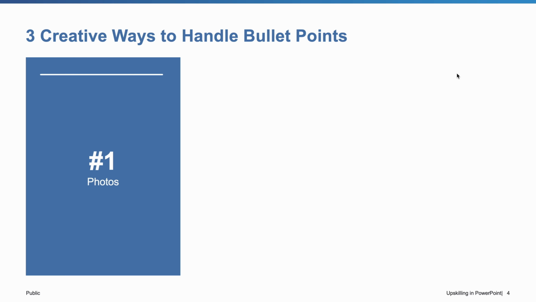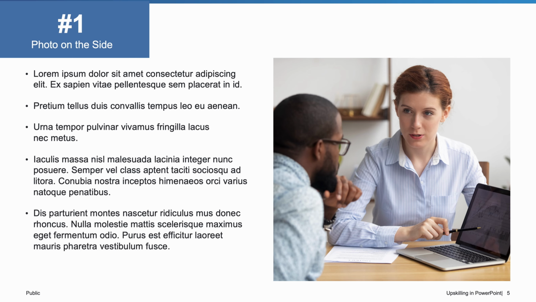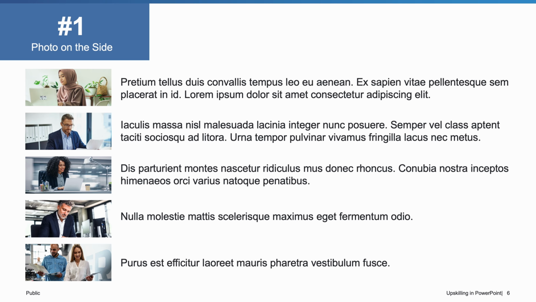The first will be with photos, and then icons, and thirdly, I'm going to show you some infographics. The easiest way to deal with a bullet point is to just put a picture on the side that speaks to the bullet points and what the speaker is trying to present. While this isn't my favorite method, it is fast and it can be effective.